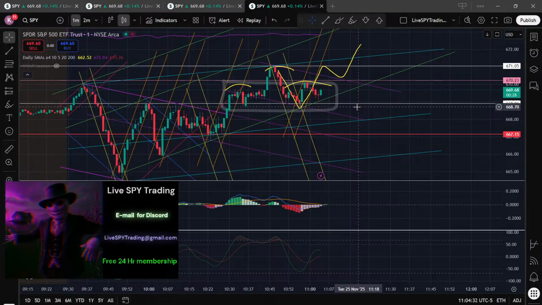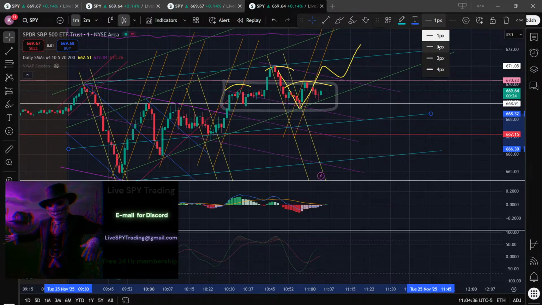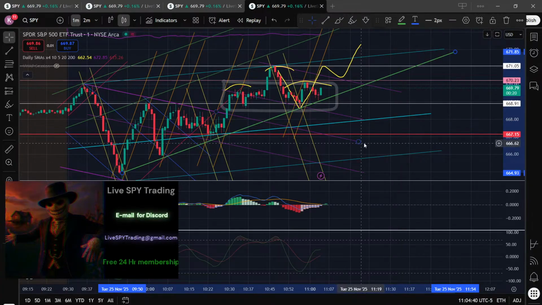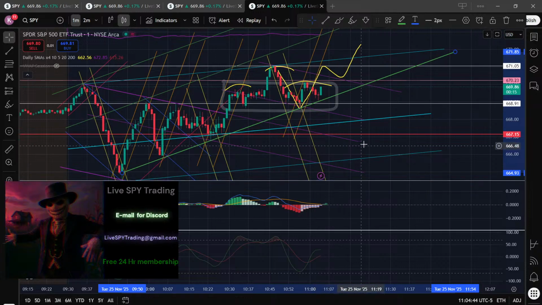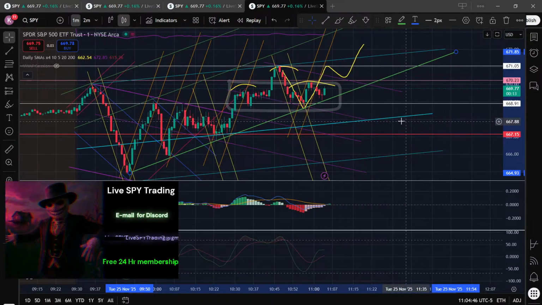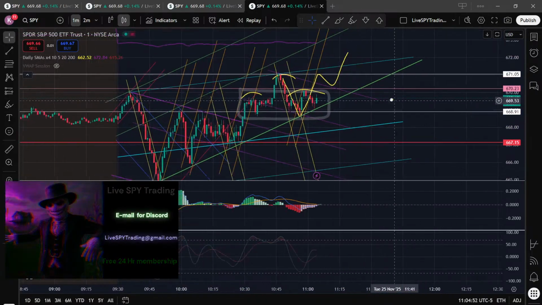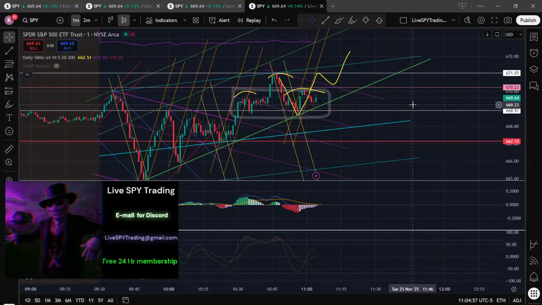Can't tell if we're stuck between green and teal. I'm not sure which one's the dominant one. So we have this down and this down here. Obviously safety would say teal. Well, safety would say red, but we're trying to get the most optimal entry.